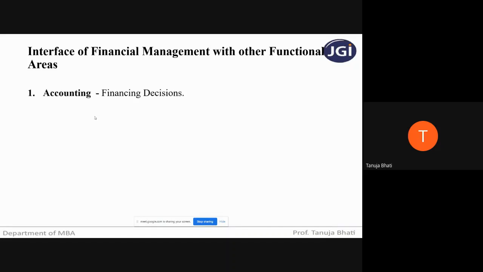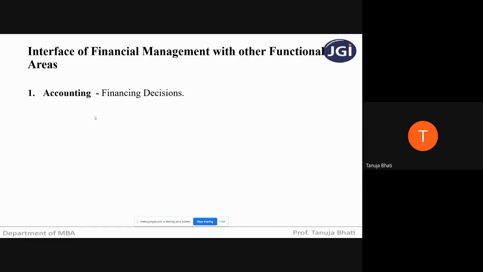So financial management has an interface with accounting. Now, how does it have an interface with accounting? See, the relationship between financial management and accounting is very closely related, because accounting is an important input in the financial decision. Based on your accounting, the financial manager will take a decision, will make a financial decision.